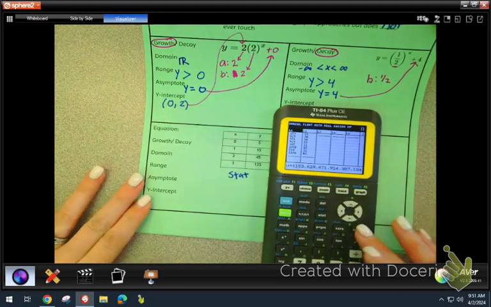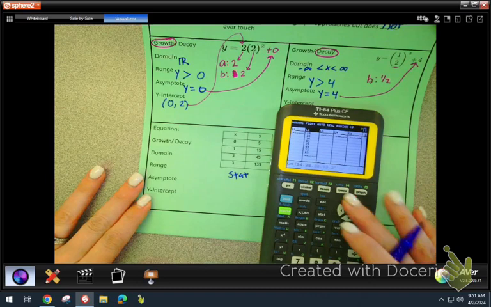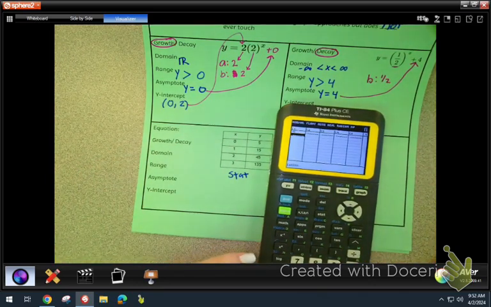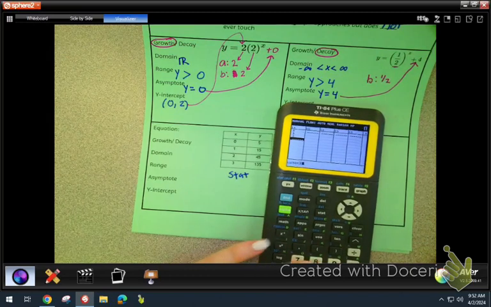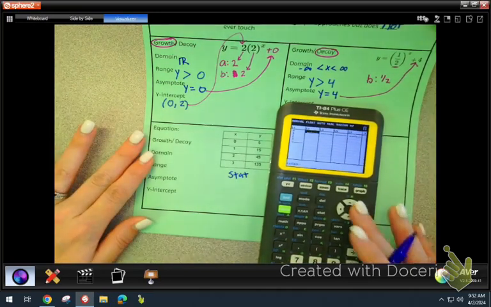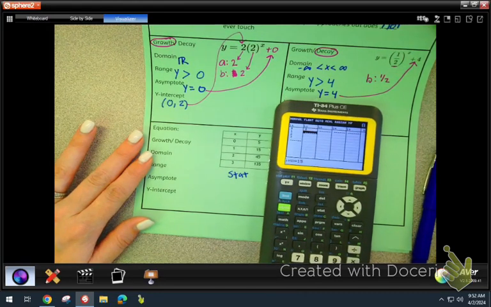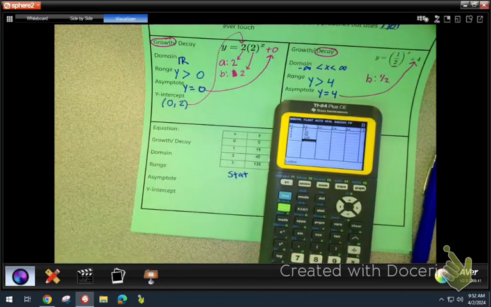Stat. What goes in L1? 0, 1, 2, 3. Your X's. What goes in L2? Our Y's. 5, 15, 45, 135.